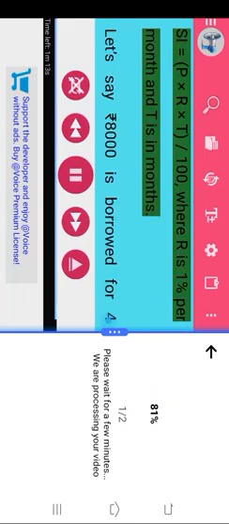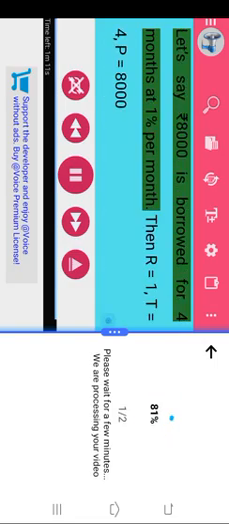For example, if the monthly rate is 1%, then the annual rate is 12%. Or, if the question asks for interest over 4 months at 1% per month, then just apply directly. SI equals P times R times T over 100, where R is 1% per month and T is in months. Let's say 8,000 rupees is borrowed for 4 months at 1% per month.